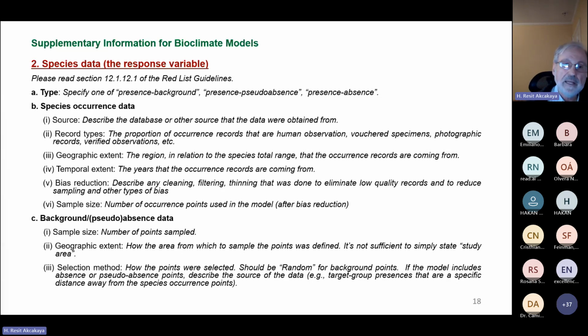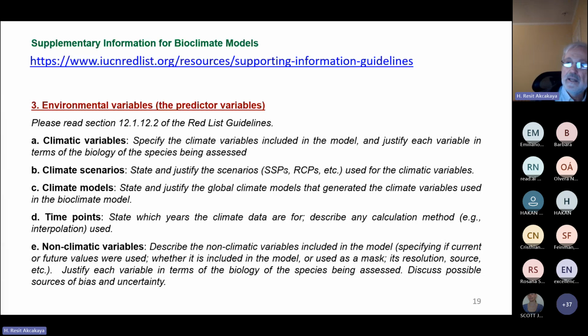But you have to have both occurrence data and background data or pseudo absence data in order to use these models. Okay, so section 2 is about the response variable, which is the species data. Section 3 is about the predictor variables, which are the environmental variables that determine if a location is suitable for the species or not, right?